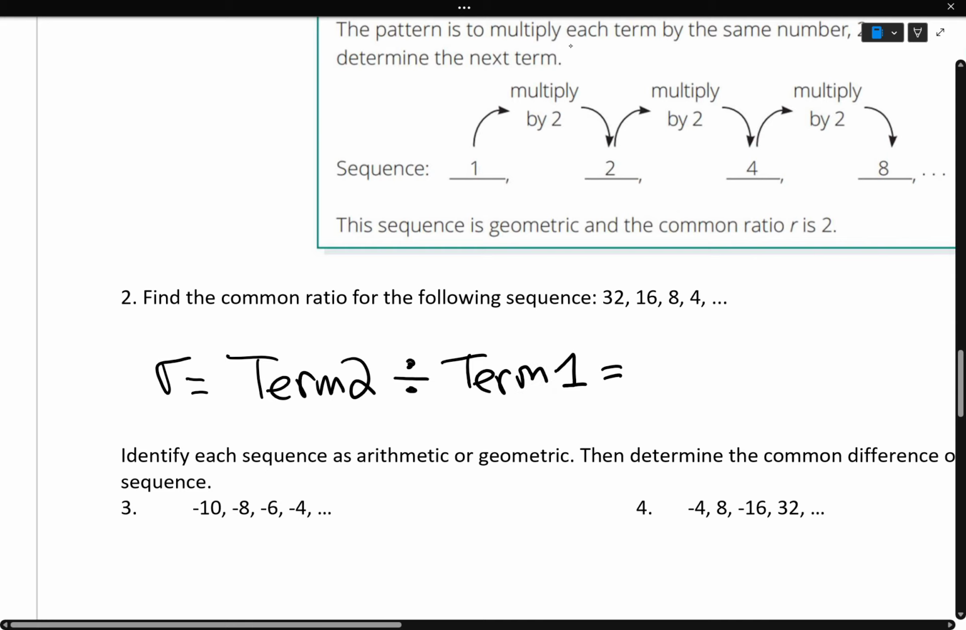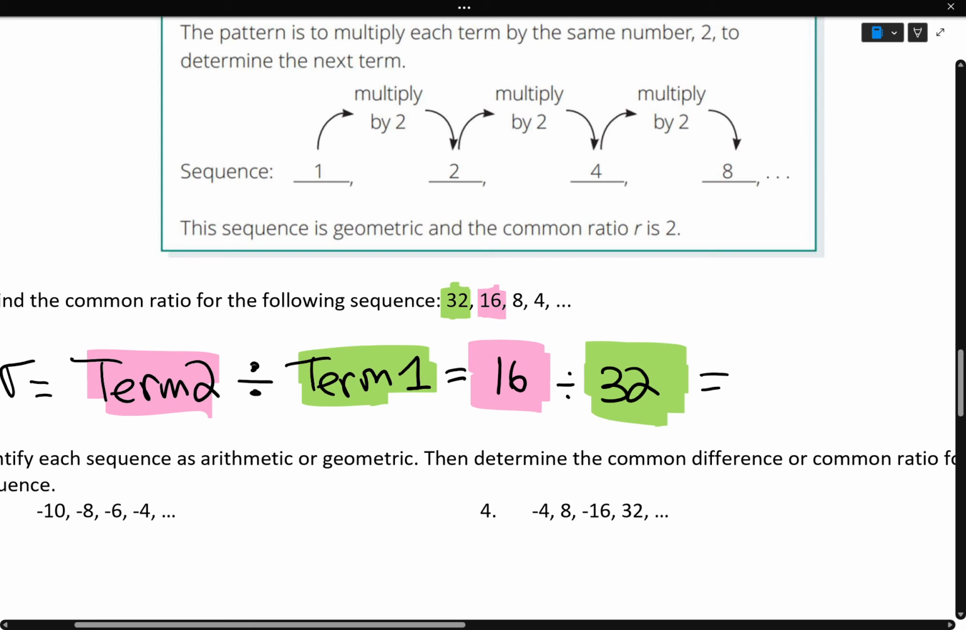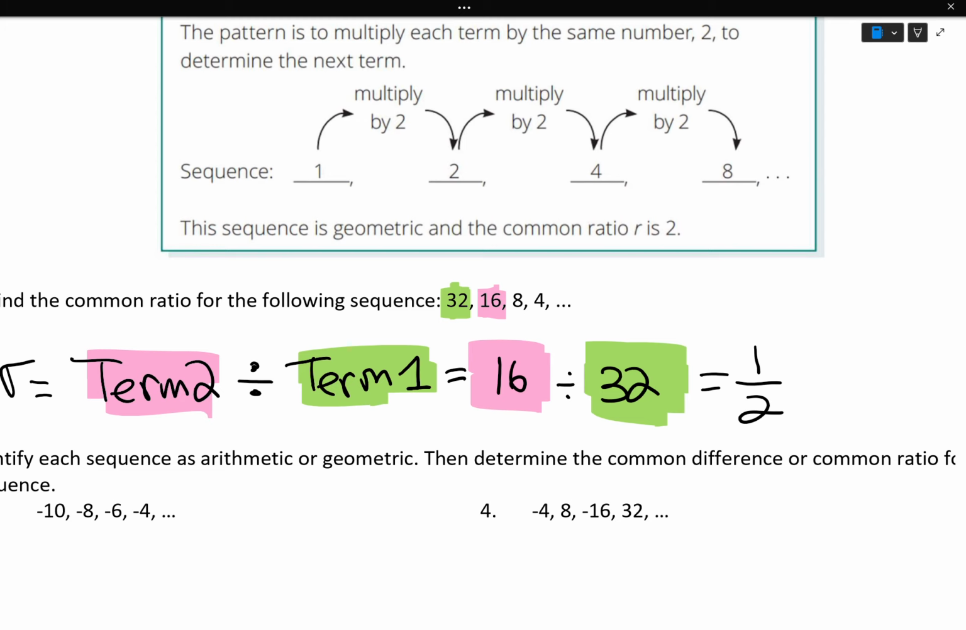So let's check that out. Term 2 is 16. Term 1 is 32. So 16 divided by 32. If we do that in our calculators, we get 1/2. So our common ratio is multiplying by 1/2, which we can also think about as dividing by 2.